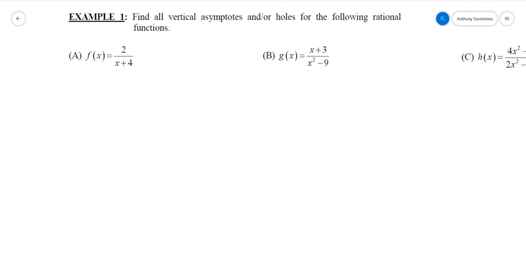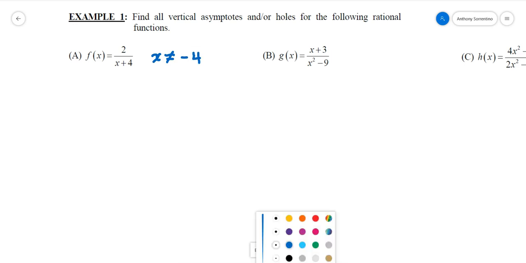So for these first 2 functions, looking at A first, it's a pretty simplistic function here. I can say by looking at it, well, obviously x cannot equal -4, because that would cause there to be a 0 in the denominator. This is a domain restriction. Now, is this a vertical asymptote or a hole?